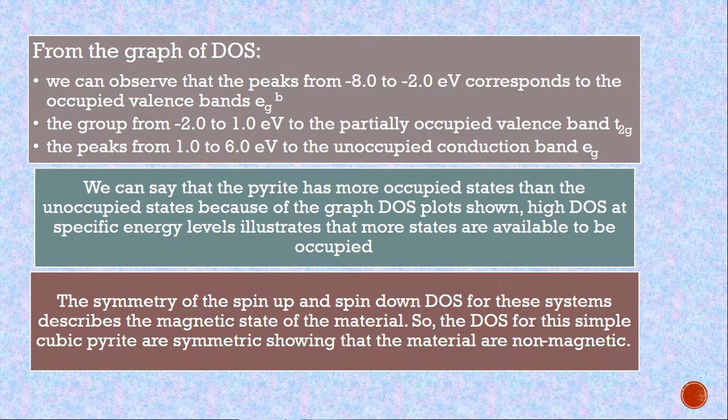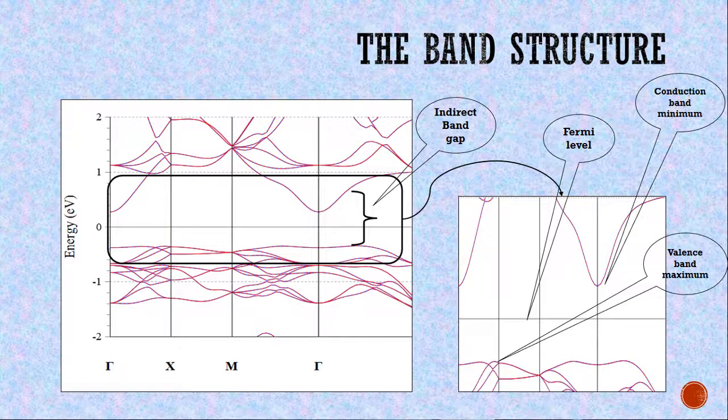High density of state at specific energy levels illustrate that most states are available to be occupied. The symmetry of the spin up and spin down density of state for these systems describes the magnetic state of the material. So, the density of state for the simple cubic pyrite are symmetric, showing that the material are non-magnetic.